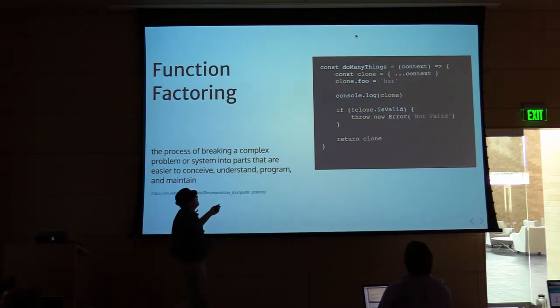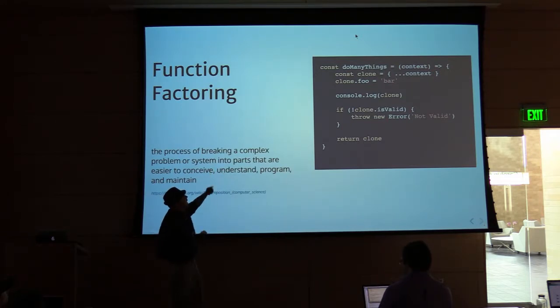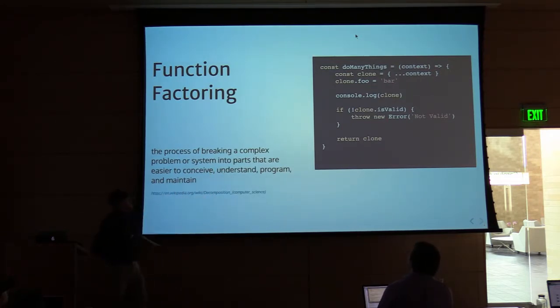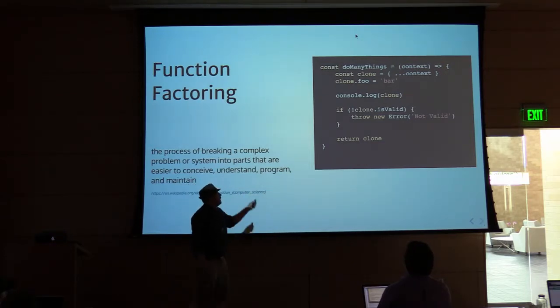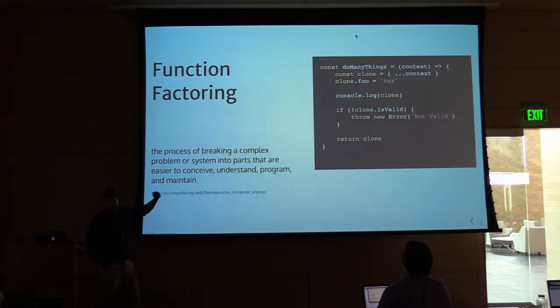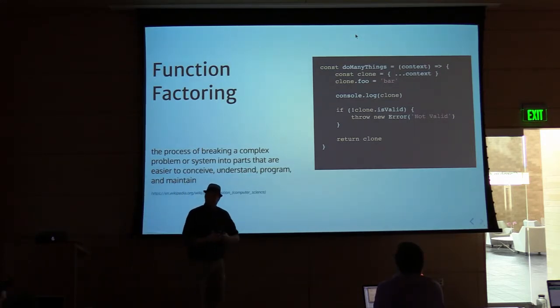So what we're doing is taking a very, very complex problem, like you see over here, a function that does many things, or even a system that does many things. In this case, we're cloning it, we're adding a property, we're logging out, and then we're checking to make sure that we're valid, and if we're not, we're throwing, or aborting, right? And then if we succeed, we're returning that clone. Function factoring would be looking at that and saying, oh, I see, I have a clone step. I'm adding a property. Exactly what I said there, right? So we're factoring out these smaller parts from the larger part.